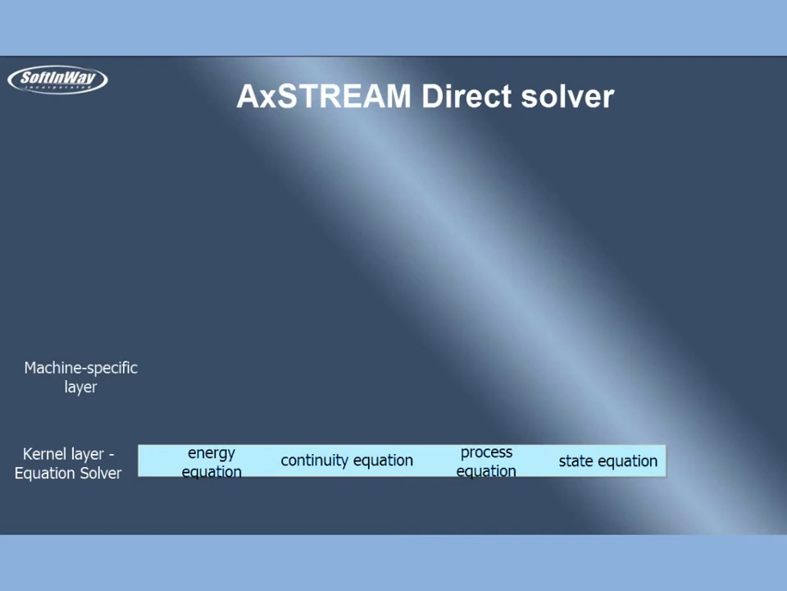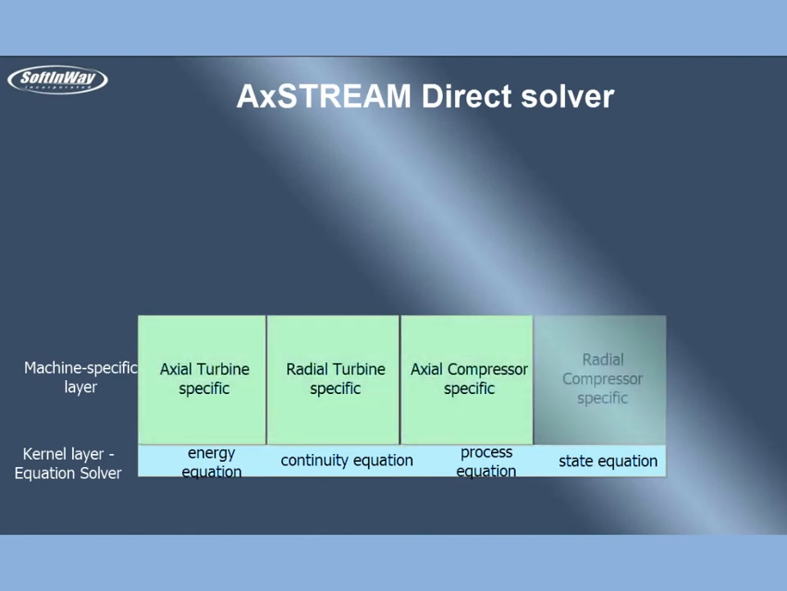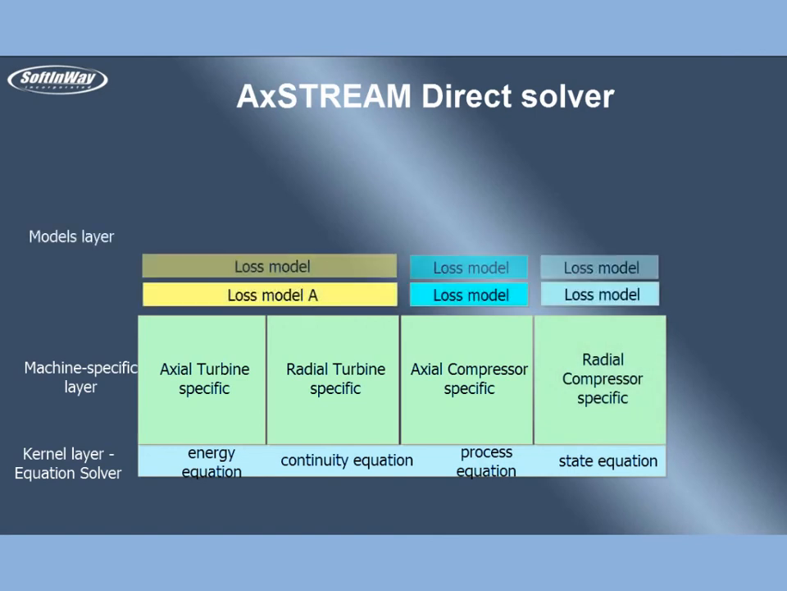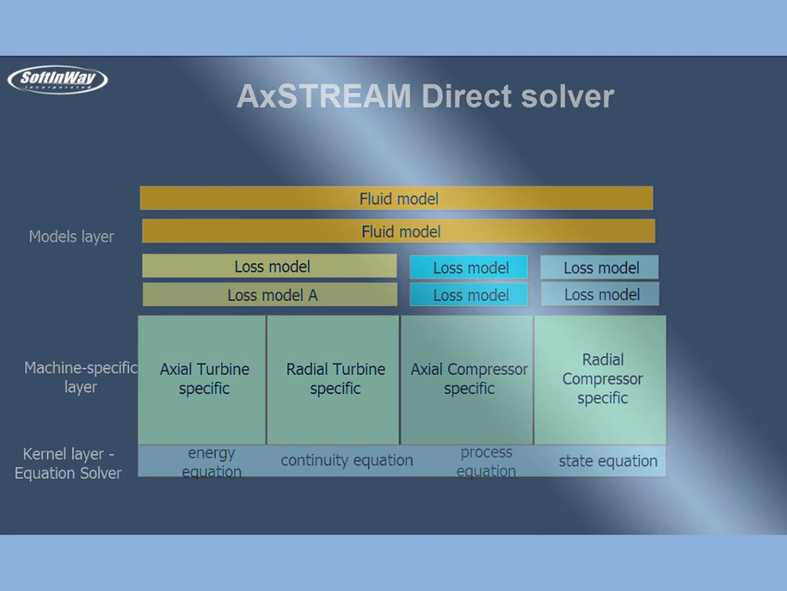The middle tier layer is machine specific. It runs calculations dependent on the type of turbo machinery. The outermost layer includes loss and fluid models. These models are not integrated in the solver code, but rather exist as dynamic libraries. Such architecture allows users to easily add new models or custom make new ones.